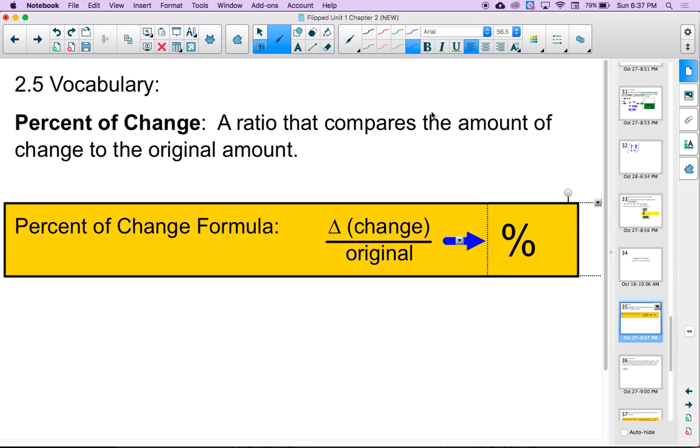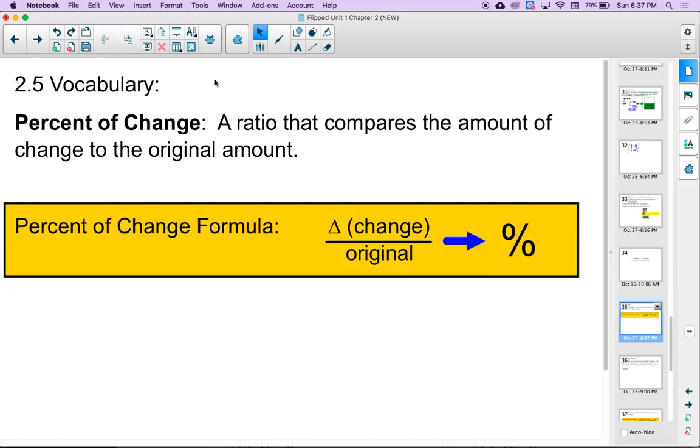We're going to start with some vocab. So, first, our vocab word is percent of change. Percent of change is a ratio that compares the amount of change to the original amount.